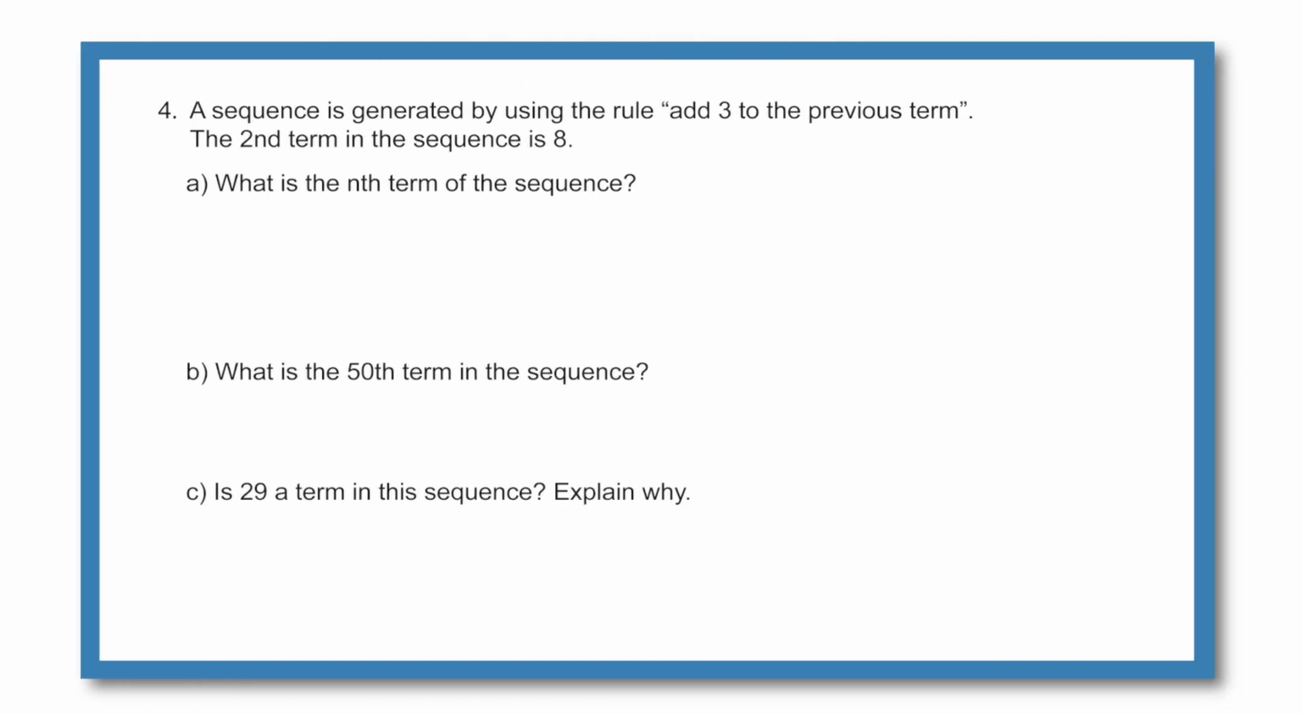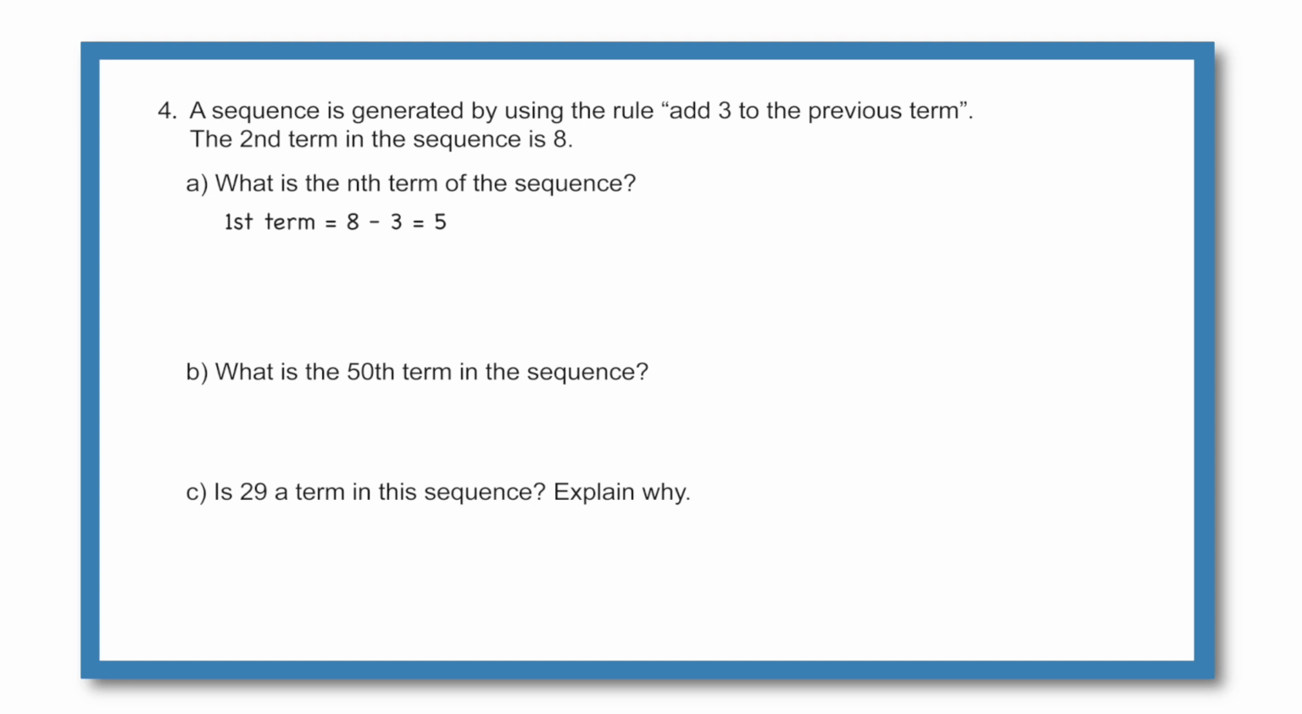Question 4. A sequence is generated by using the rule add 3 to the previous term. The second term in the sequence is 8. Part A. What is the nth term of the sequence? Well, if we're adding 3 each time, and I'm thinking of the 3 times table here, the first term must be 8 subtract 3, which is equal to 5.